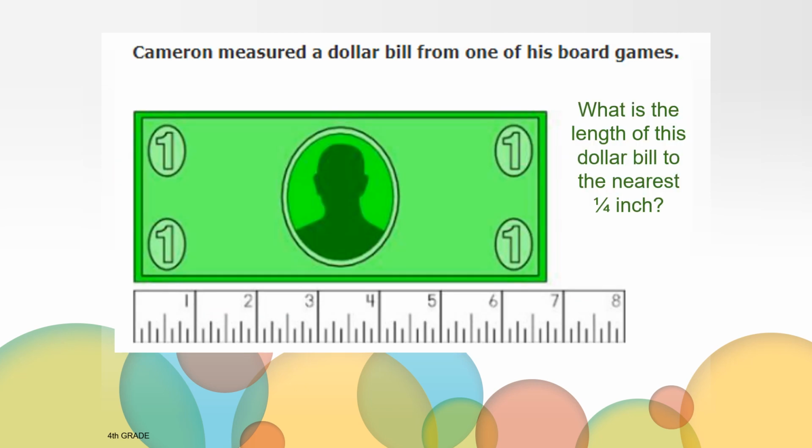Now that we've had some opportunities to estimate, let's do some measuring. Cameron measured a dollar bill from one of his board games. Look at the dollar bill and the ruler and think about what you notice.